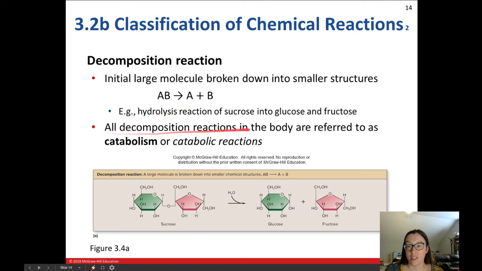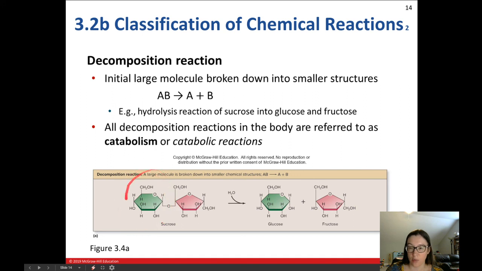And so all decomposition reactions in the body together are referred to as catabolism or catabolic reactions. And remember we said that cats like to break things down, so remember catabolism is the breakdown reaction. We talked about hydrolysis reactions, and we said the hydrolysis reactions were important in breaking down polymers into monomers. And so in a hydrolysis reaction, we're going to be adding water to break down that bond right here.